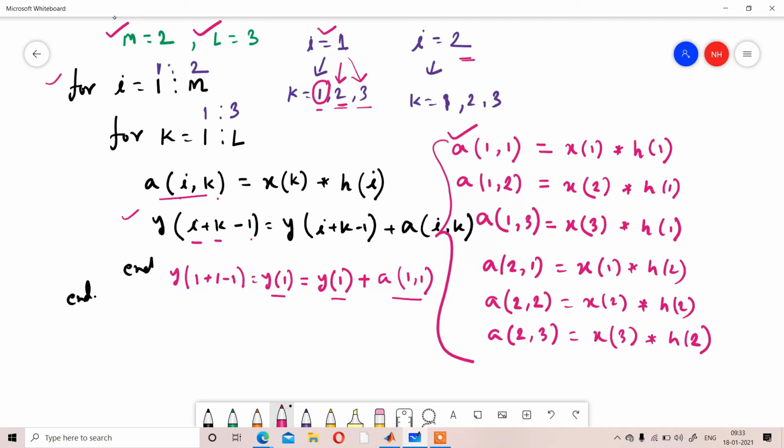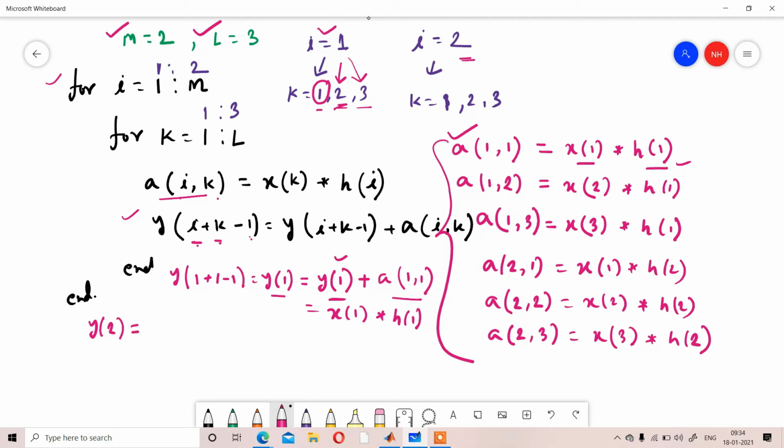Already the a11 value is known. So initially y1 we have made 0. All the y values we have made 0. So initially y1 will be 0. And a11 means x1 into h1. So y1 will be simply x1 into h1. Okay. Similarly, the next y value for I equal to 1, k equal to 2. So I is 1, k is 2. So 1 plus 2, 3, minus 1. So 2. You are getting y2.